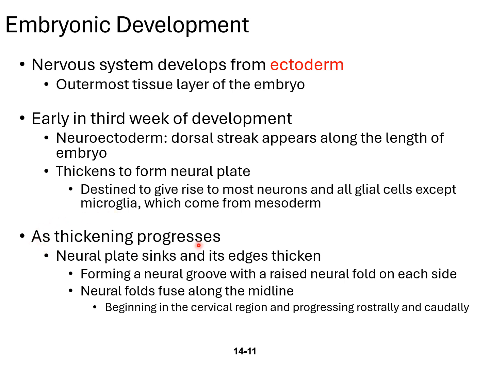So as thickening progresses, the neural plate sinks and its edges thicken. So it starts to form like a groove, forming a neural groove with a raised neural fold on each side. The neural folds will then fuse along the midline. This is the beginning of the cervical region and progresses rostrally and caudally, from the nose to the tail.